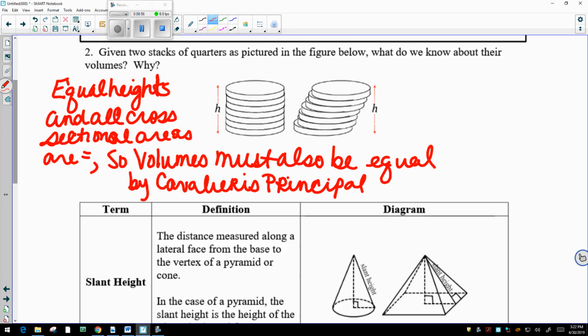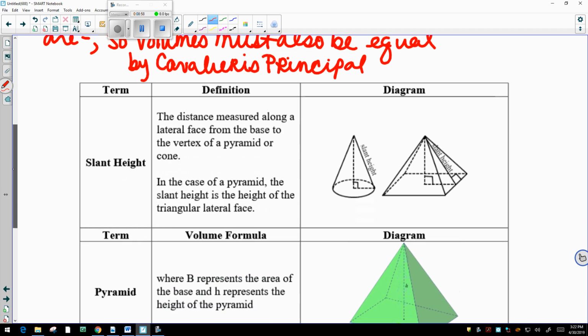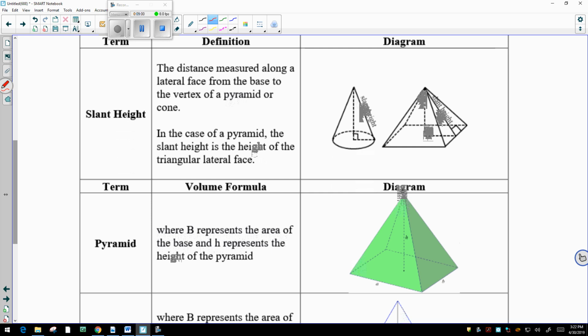Okay, so that was dealing with some prisms and cylinders. We're going to look at volumes of pyramids and cones, so objects that have one base. We've looked at this before with the slant height, that's the height on the outside. That's different from the actual height of the pyramid or cone. The actual height, keep in mind, is always perpendicular to the base. It starts at the vertex and goes down perpendicular somewhere to the base.